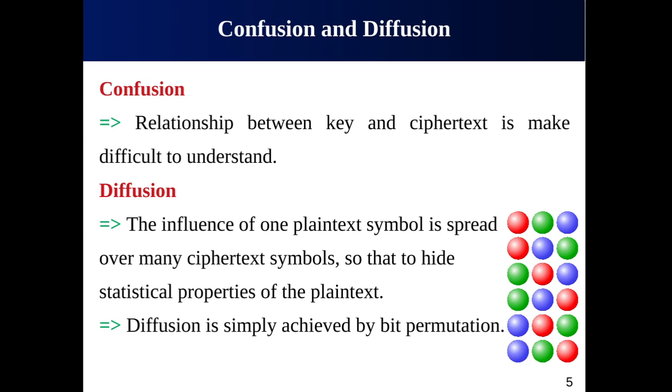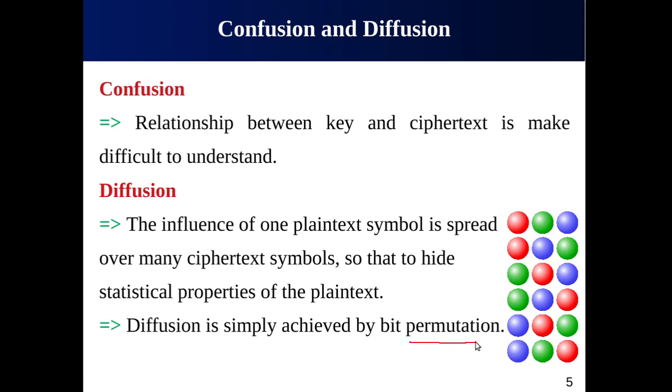Confusion is normally achieved by substitution, while diffusion is normally achieved with permutation. And we will see that the algorithm achieves both confusion and diffusion with the help of substitution and permutation. So later on in this lecture, if you see the word substitution, it means confusion. If you see the word permutation, it means the diffusion property. Any algorithm that makes use of confusion and diffusion properties, we can say that it is a more secure algorithm. What is permutation?